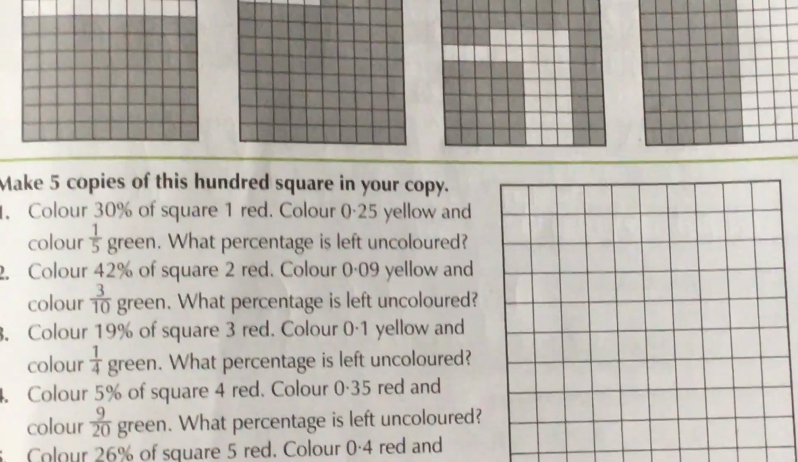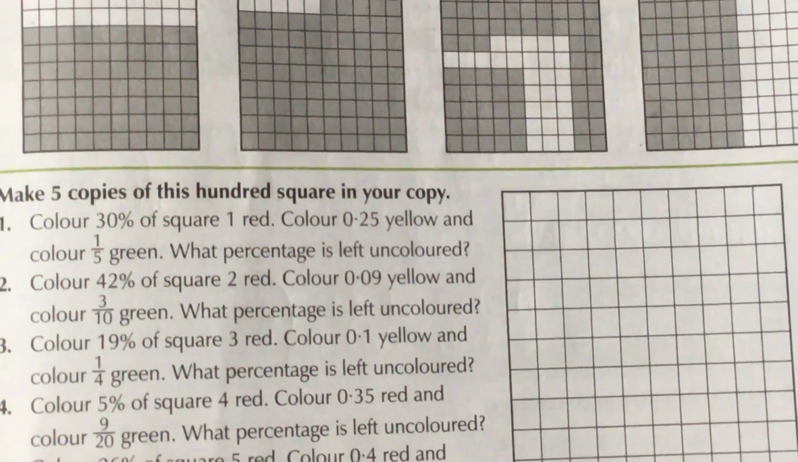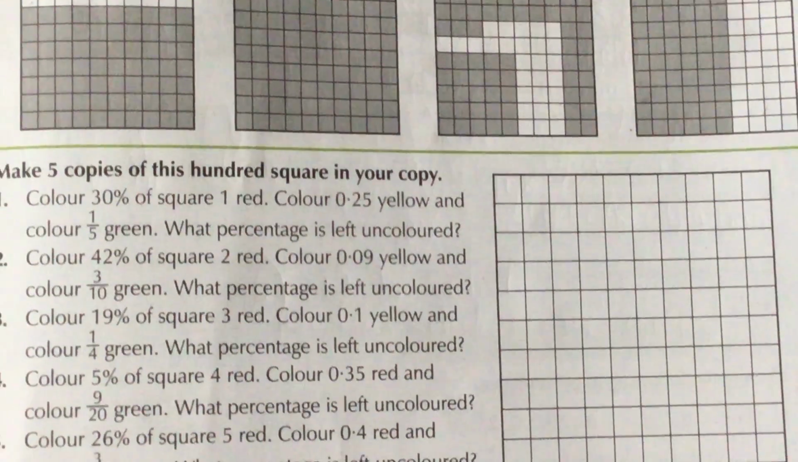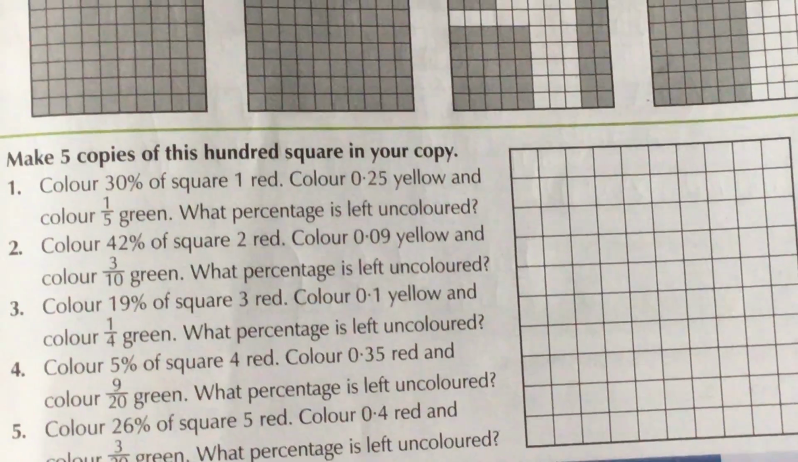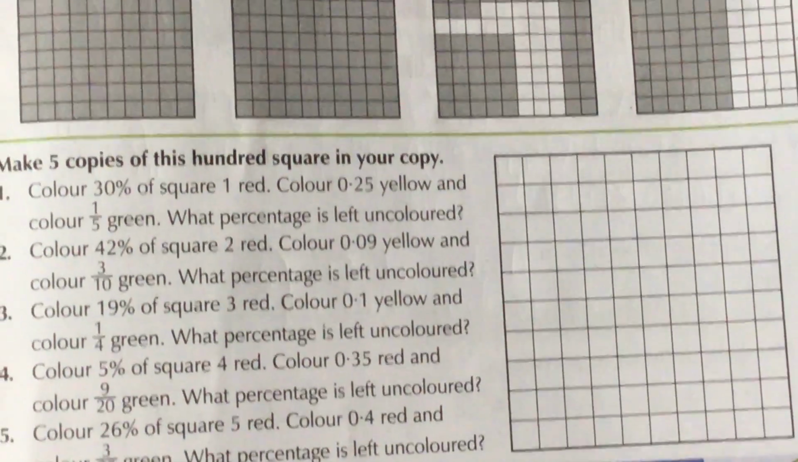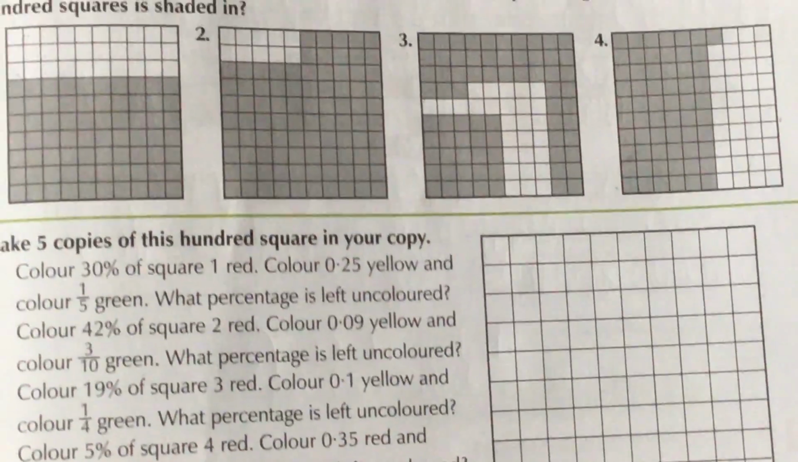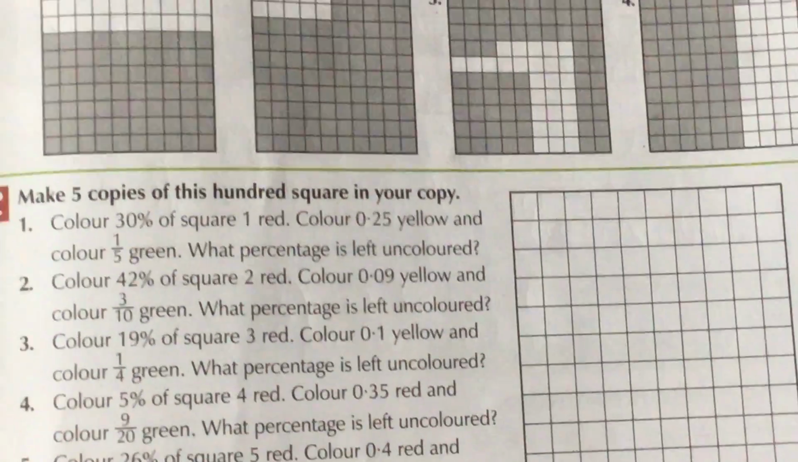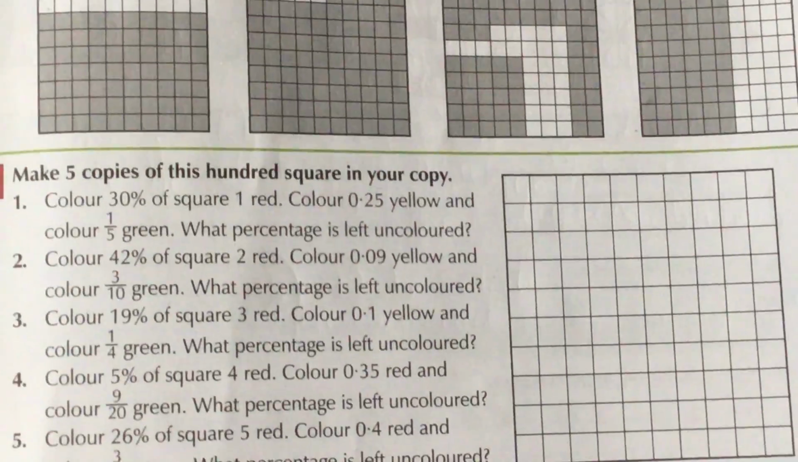So 30% is 30 out of 100, okay? 30 out of 100 means you colour in 30 red. Now you have to colour in 25 out of 100 because 0.25 is 1/4 and or it's 25%. So 25% is per 100. So 25 are yellow. So now already you have 30 and 25 which makes 55 have been coloured. 30 of them red, 25 of them yellow, that's 55.